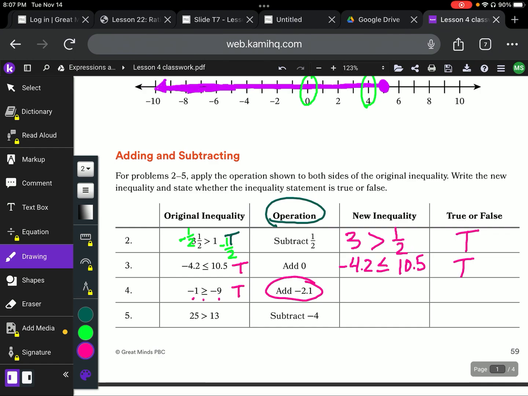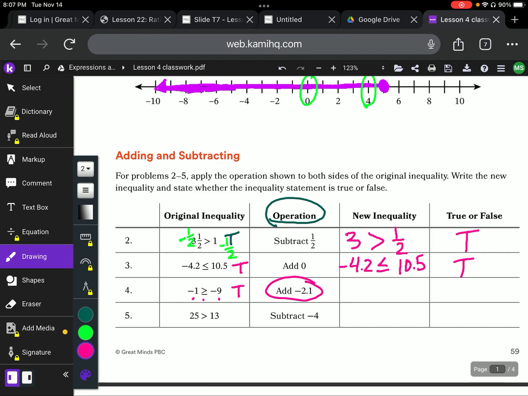-1 is greater than -9. So what if we add -2 and 1/10? I'm going to add -2 and 1/10 to -1 and also to -9, because whatever we do to one side of the inequality, we have to do to the other. We can't just do something to one side.